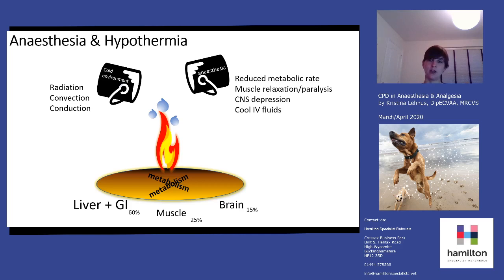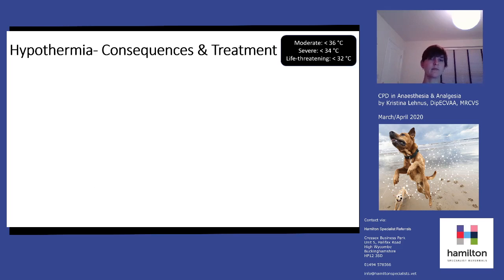Then you have convection, which is basically like airflow, for example, moving over the animal's skin. And then there's conductive losses, which is basically the patient lying on a cold metal table, for example. Anesthesia itself will reduce your metabolic rate by slowing everything down. It also causes muscle relaxation or paralysis, so you can't warm up with shivering. It causes CNS depression, and you're also giving cool IV fluids. So the net effect is basically to reduce the fire to something smoldering.